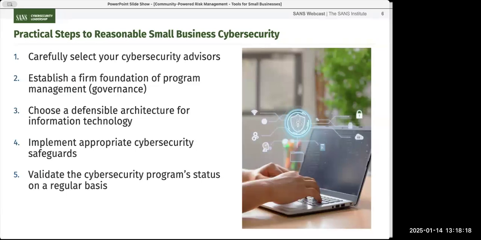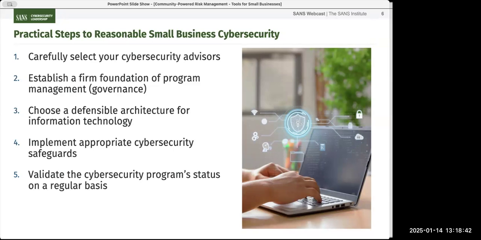Well, first of all, I would probably say, carefully select your cybersecurity advisors. Think carefully about who's going to help you. You're probably not going to do this on your own. So who's going to help you do this? Secondly, I'd establish a firm foundation of program management of governance. Governance for small business is going to look very different than governance for large enterprise. And that's fine, we accept that. But I'm going to give you some tips and tricks on that front in a minute.